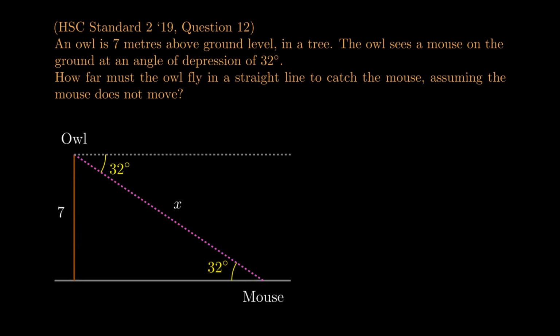And now before we move on, we might notice the symmetry here. The 32 degree angle is now the angle at which the mouse would be looking up from his horizontal to gaze into his murderer's face, meaning 32 is actually the angle of elevation from the mouse to the owl. They're both being measured from horizontal.